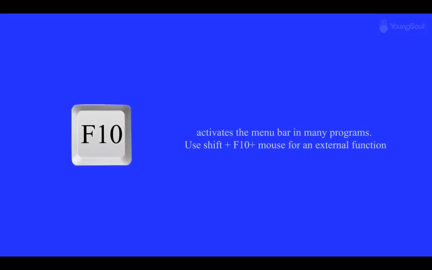F9 opens the measurement toolbar in Quark 5.0. F10 activates the menu bar in many programs. Use Shift plus F10 plus mouse for an external function. F11. It is a full screen shortcut in most programs. F12. In Microsoft Word, this key can be used for saving documents.